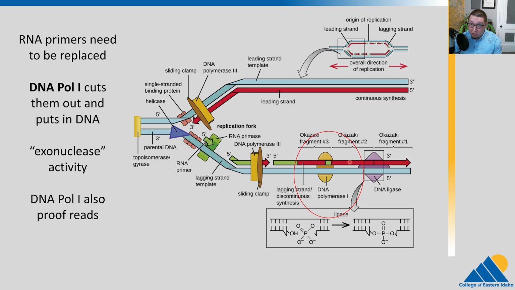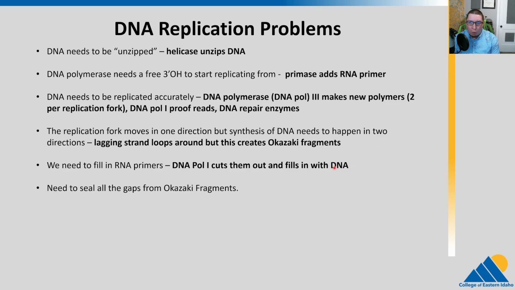While it's doing that, it does its proofreading job, right? So here are Okazaki fragments, and here we've replaced the primer with DNA. So DNA polymerase I comes in and replaces those RNA bits with DNA. That problem is solved. We still have a gap, though, in the backbone here. So we still need to fill in the gaps in the DNA backbone that have been left behind.